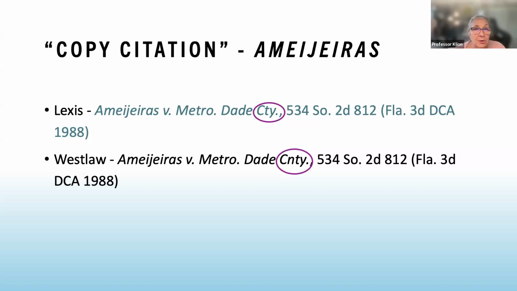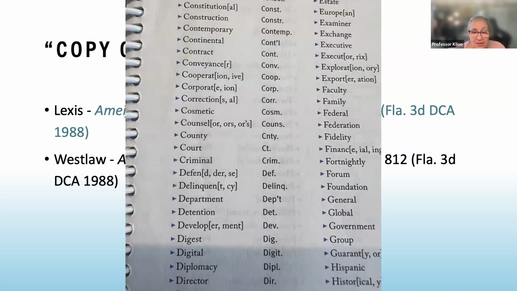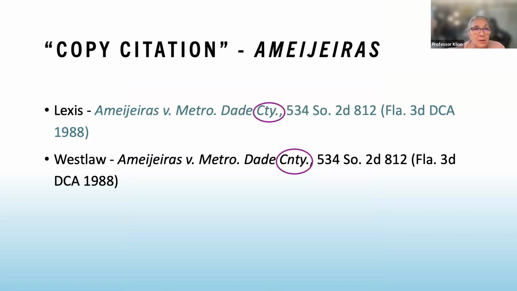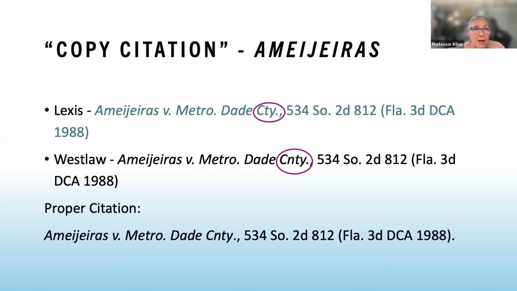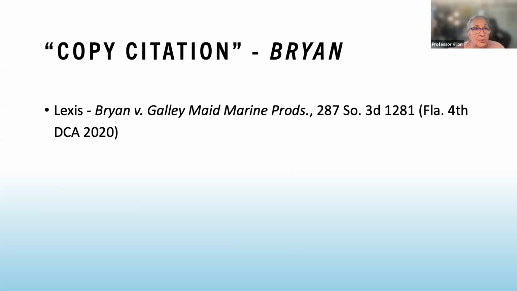So let's go back to the trusty Blue Book. We look at T6 and look up county, you will see that county should be abbreviated CNTY, which means that Westlaw was right and the proper citation should be Amerihaus versus Metro Dade County, 534 Southern 2nd, 812. Be careful.